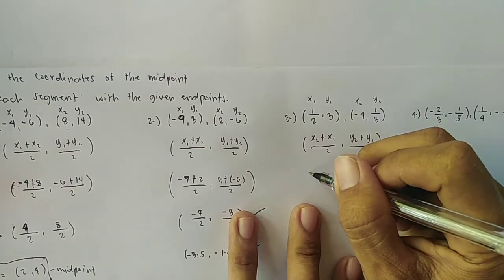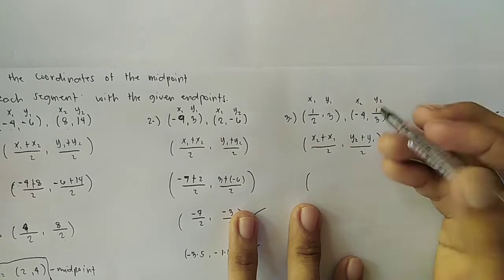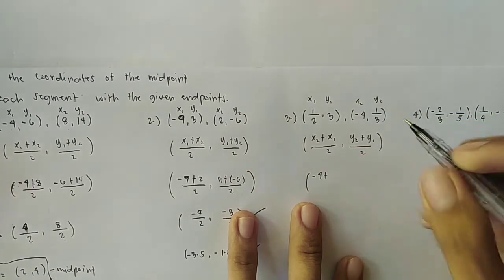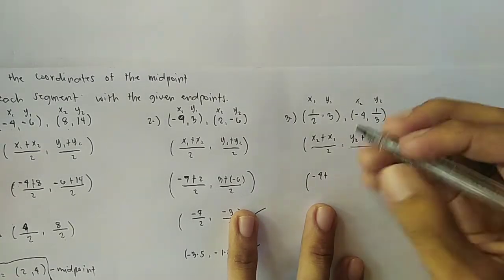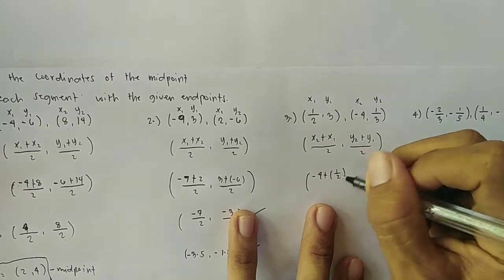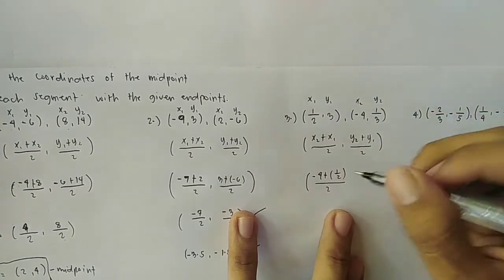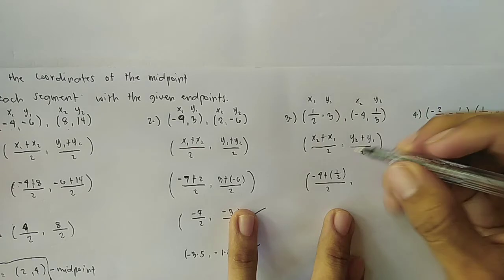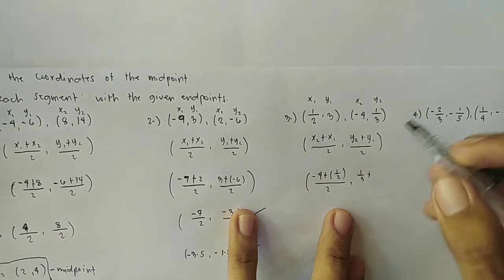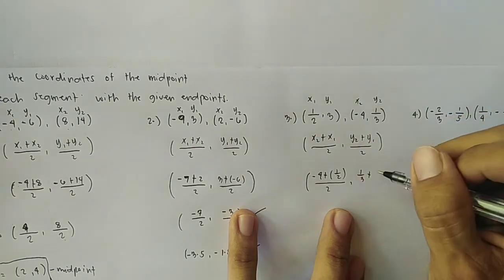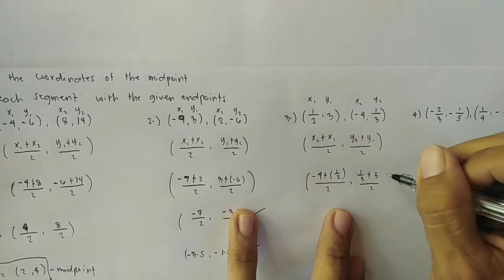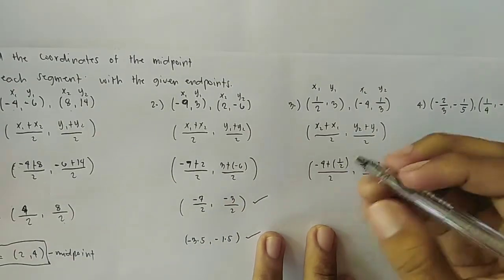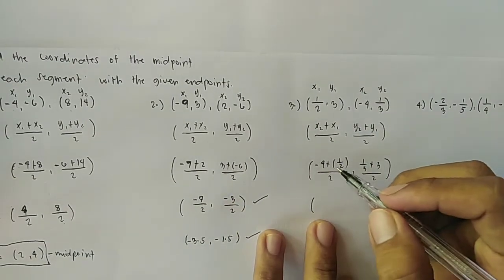So we have here our x sub 2 is negative 4 plus our x sub 1 is 1 half. Be careful with this, we are dealing already with fractional numbers. So we have y sub 2 is 1 third plus our y sub 1 is 3 halves, all over 2. Now simplify the numerator, negative 4 plus 1 half.